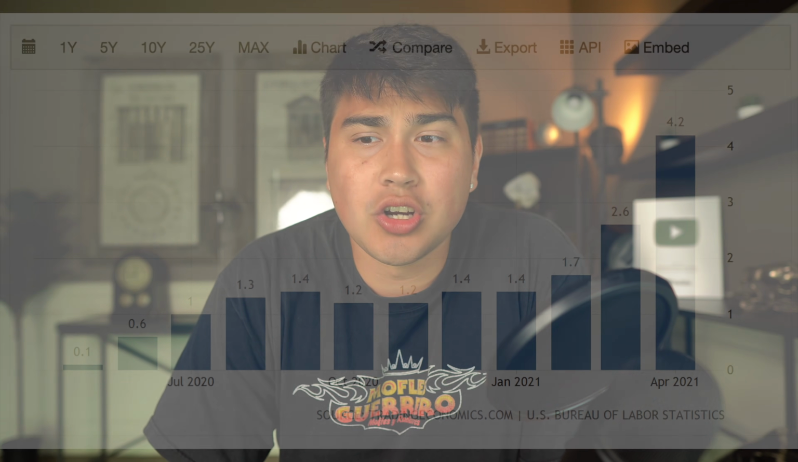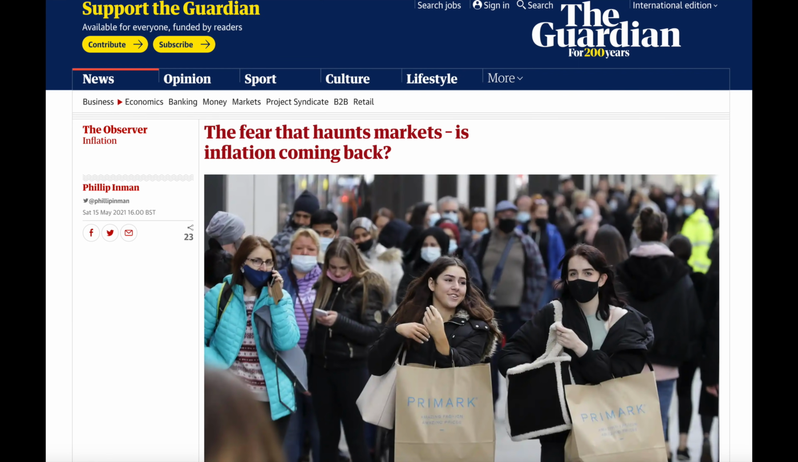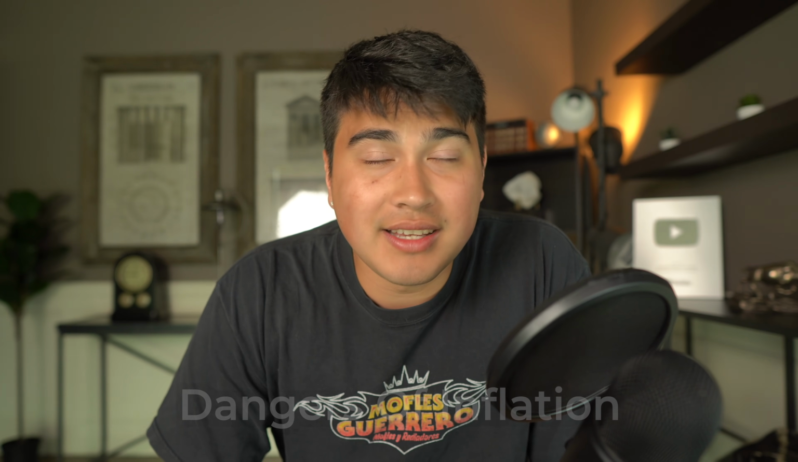And in fact, here's a chart of inflation in the US, which recently just hit a high of 4.2%. Now, do keep in mind, these numbers are going to be slightly skewed because of COVID, how deeply damaged we were from COVID. But you get the point. The inflation fears are starting to become quite real. And this will progress on to the dangers that we face with inflation.